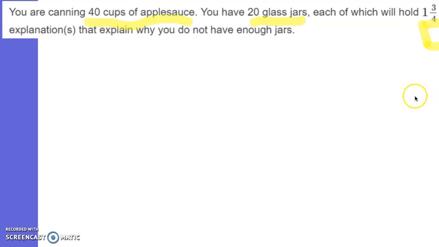Well, before I even do the multiplication, I can kind of see where this is going. But basically, this is what you're going to need, and this is what you have. So you're going to multiply the 20 times the 1 3/4 and get your answer, and that should be it. Your problems are all solved, and that's the end.